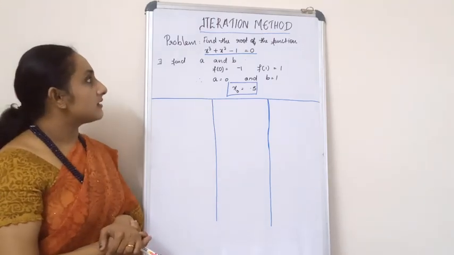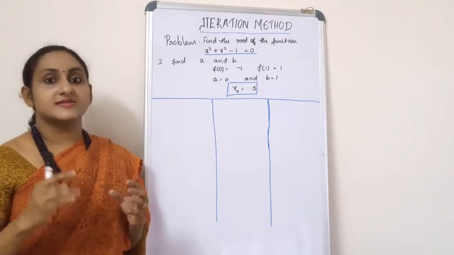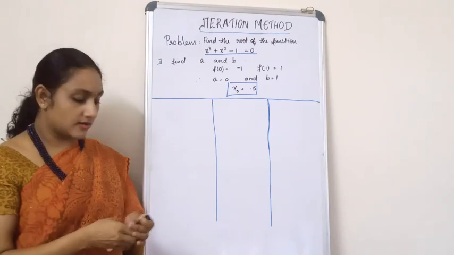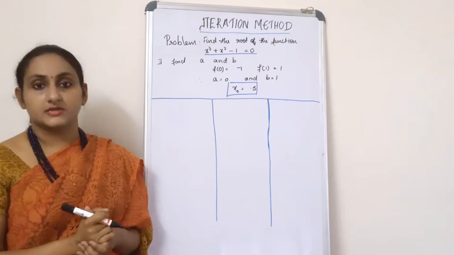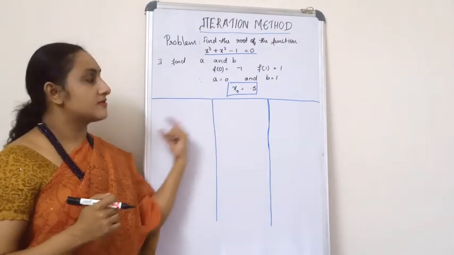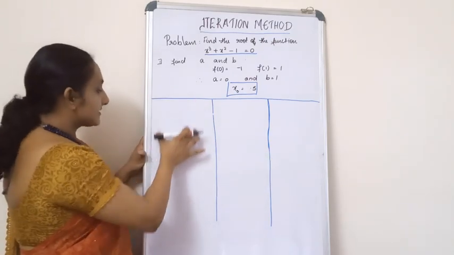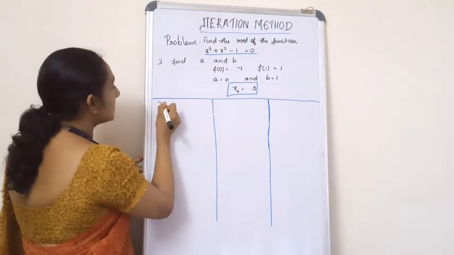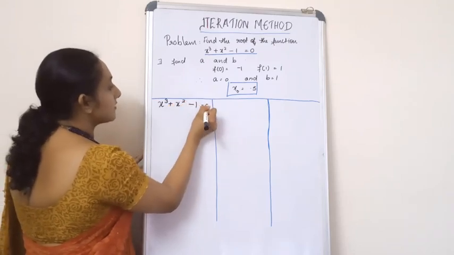Now, according to the iteration method, the next step is to represent our x in terms of another function called phi of x. Let's have a look at how to express x in terms of another function. As you can see, I have given 3 columns. You will be wondering why these 3 columns. I will explain that later. Now let's consider this first column. Again, our function is x cube plus x square minus 1 is equal to 0.